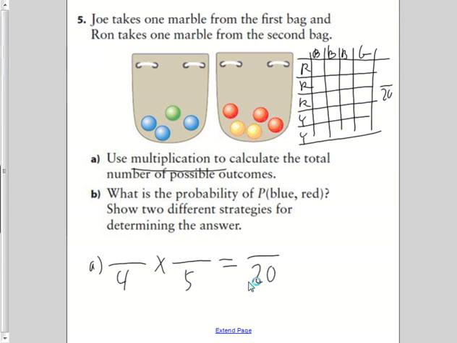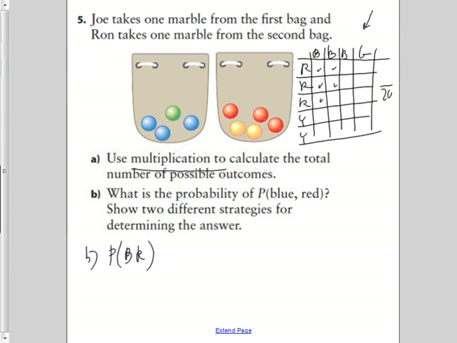But the second part, B, asks what is the probability of blue, red being drawn? If I look at my table, it has to be in that order, doesn't it? Blue, red. So in my table, I see clearly that there are 9 chances out of 20 for drawing a blue-red. But I'm not supposed to use this method here. It says just use multiplication.